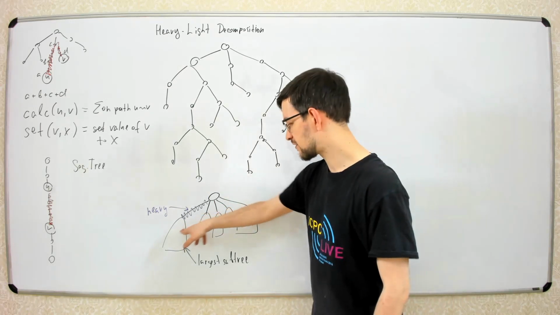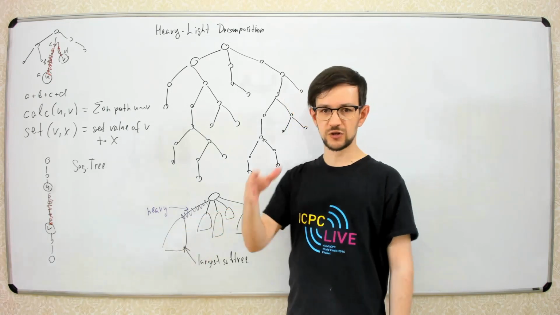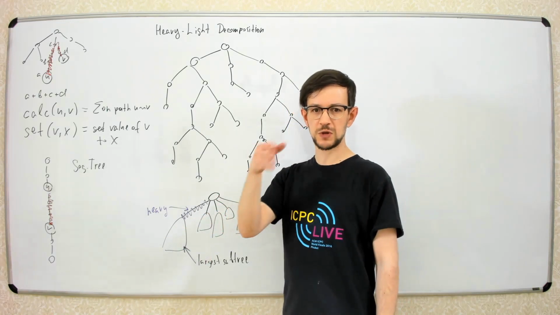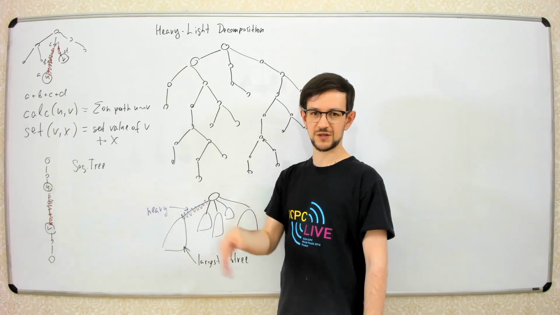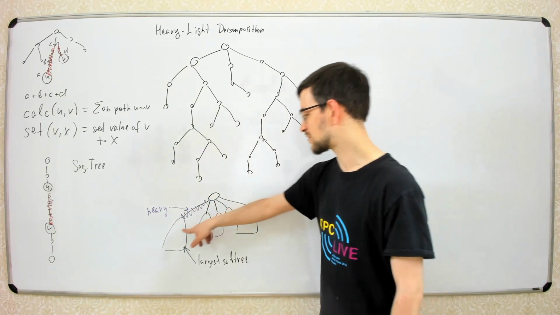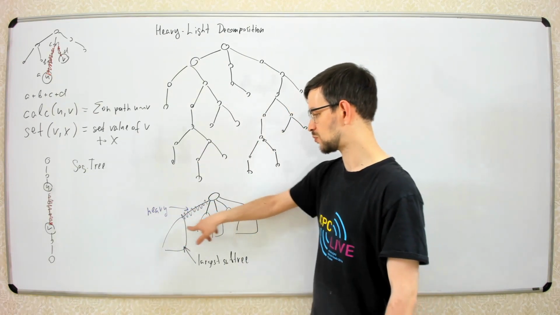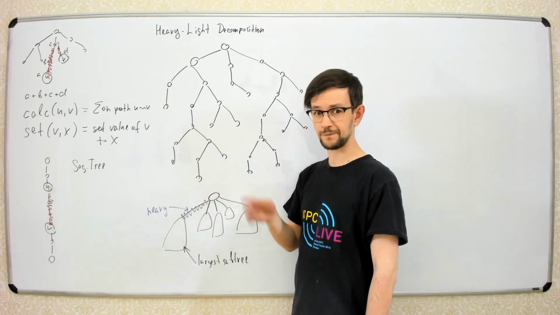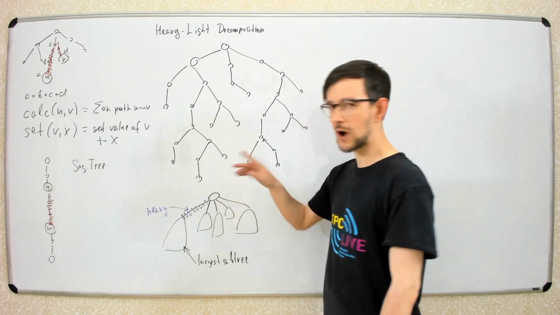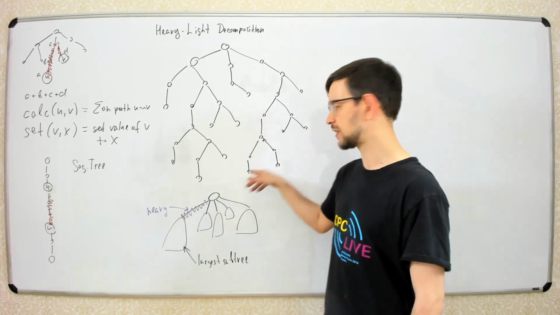If you have several trees of the same size, you just pick one of them. Say this is the largest. Say this tree is heavy. So there is always exactly one heavy child of each node except the leaves.